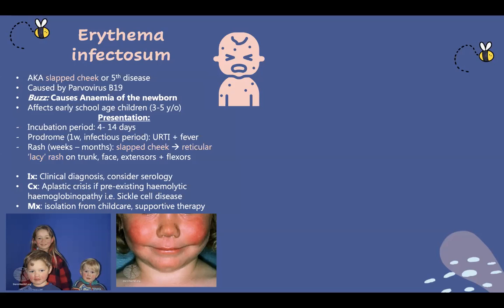The thing is though, parvovirus B19 affects reticulocytes. So if a child already has an underlying hematological condition where their red blood cells are already affected, then it can lead to an aplastic crisis. And that's also why it causes anemia of the newborn. But that's more of a women's buzzword. But yeah, you want to isolate them from childcare and supportive therapy.